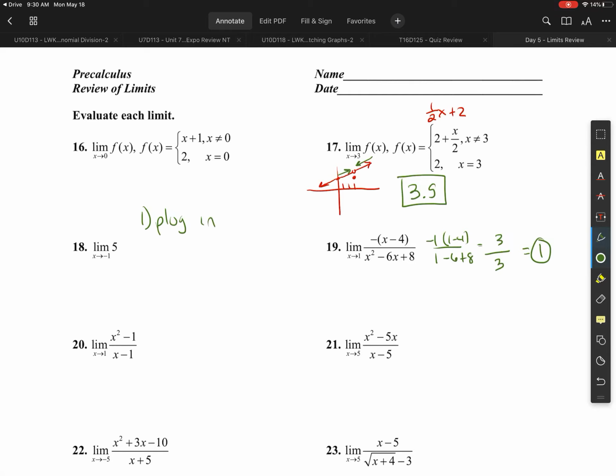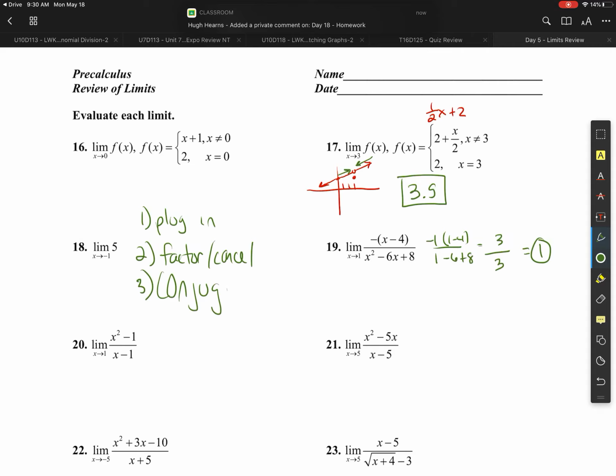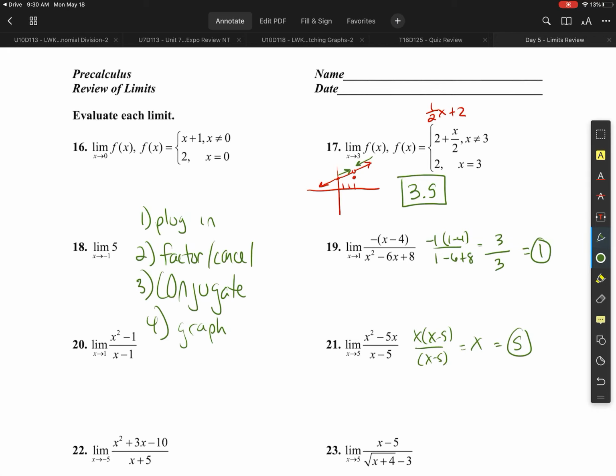Now, what I was telling my students a lot of times is, 1, can you plug in? 2, can you factor and cancel? 3, can you do the conjugate? 4, what's a graph? Get a visual view. So for 21 here, I plug in 5, I get 0, which doesn't work. Can I factor and cancel? Let's see. X minus 5, X minus 5, leaves me with X. Answer is 5.